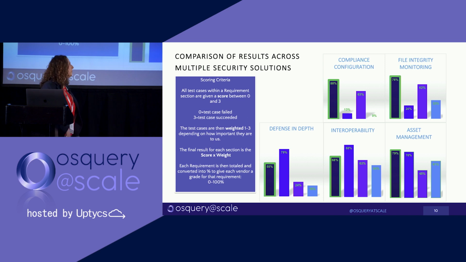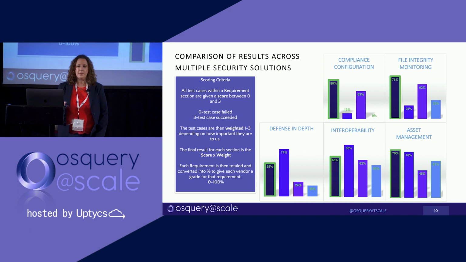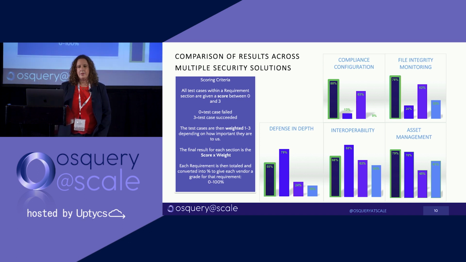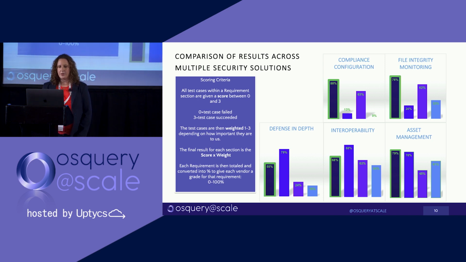So this is the results of our scorecard. What we did was we had 5 areas: the compliance configuration, our FIM piece, and then defense in depth, which covered our EDR and advanced malware piece, and then interoperability, which covered how well it would work in our environment, and then our asset management side. And so what we did was we created requirements based on that, and then we scored things 0 through 3 and weighted them 1 through 3, so that if things were very important, they got elevated up. And things that maybe were great, but we didn't really need, didn't get as high of a score.